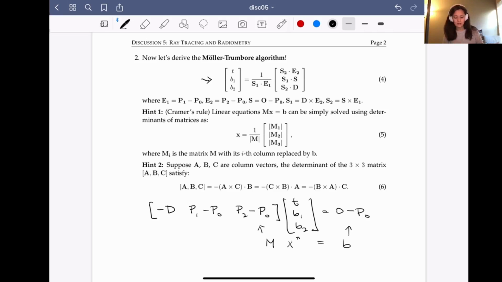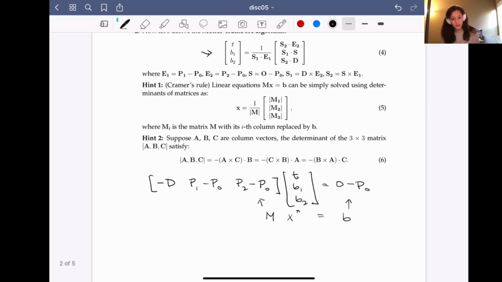So how do we actually get to this strange looking equation? Well, what we have from the previous question is an equation of the form mx equals b. This here is m, this is x, our unknown, and then this is b. So what should we do first? Well, let's look at hint number 1. So it tells us that we can express our equation in this form instead.